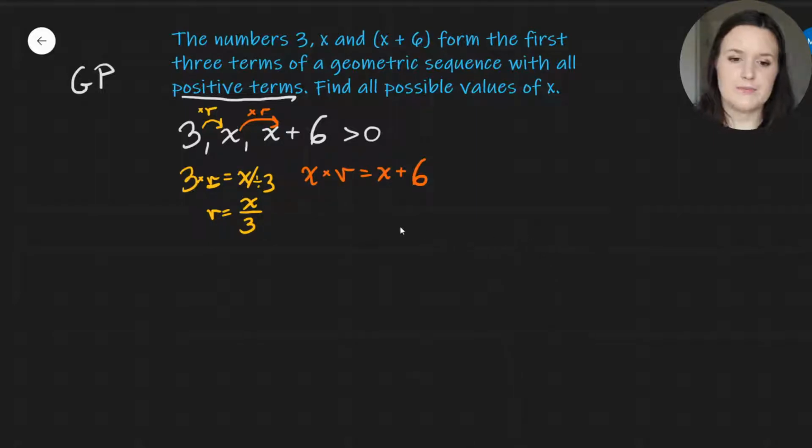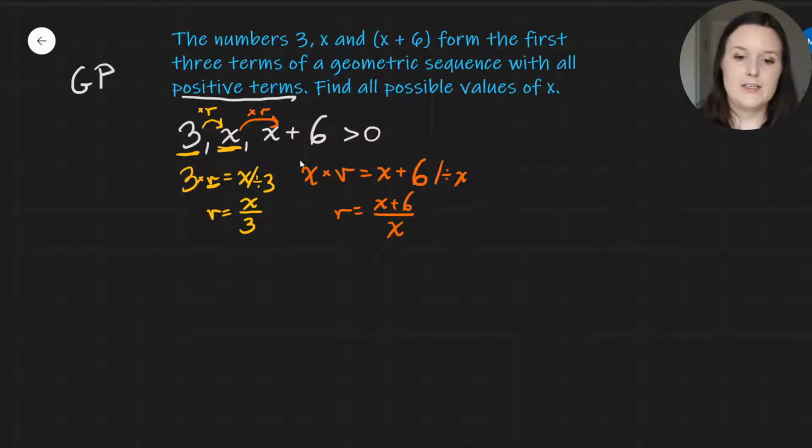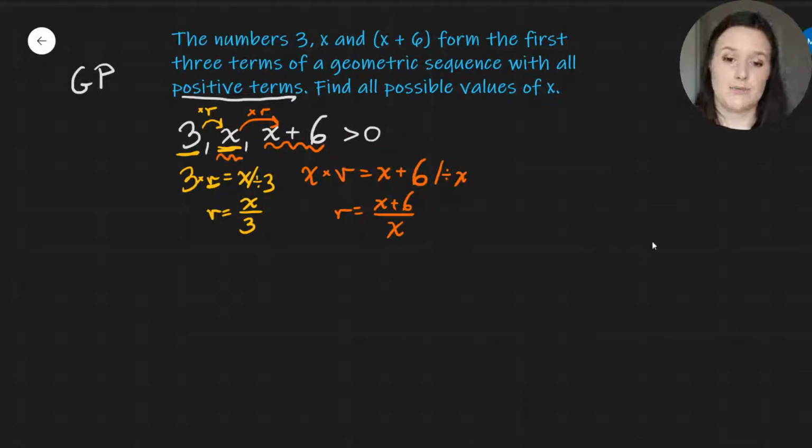Let's just notice here that r, because of that, is x over 3. So in other words, to get the common ratio, I have to divide 2 consecutive terms, the next one by the previous one. So x divided by 3 is r, the common ratio. The same with x plus 6 and x. The common ratio is x plus 6 over x. So if I divide x plus 6 over the previous term, x, I get the common ratio.